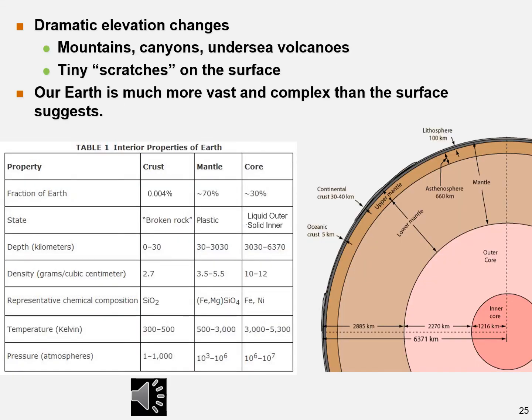This slide illustrates the layers of the Earth as we understand it based on seismicity. The properties are volume, percentage of the Earth, physical state of the material, depth in kilometers, density in grams per cubic centimeter, major chemical composition, temperature in Kelvin, and pressure in atmospheres. The average thickness is shown on the diagram on the right, as are the lithospheric and asthenospheric thicknesses.